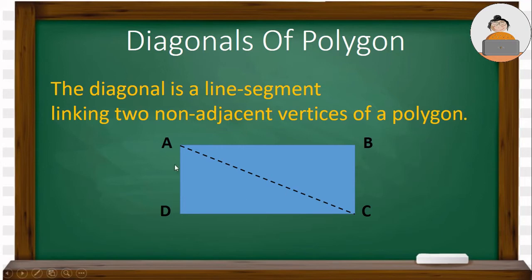Next, as you can see, a dotted line connecting the vertices A and C is the diagonal of the rectangle, as A and C are two non-adjacent vertices. Similarly, the line joining B and D will also be a diagonal of the rectangle, as B and D are also two non-adjacent vertices. Hence, we can conclude that the rectangle has two diagonals.